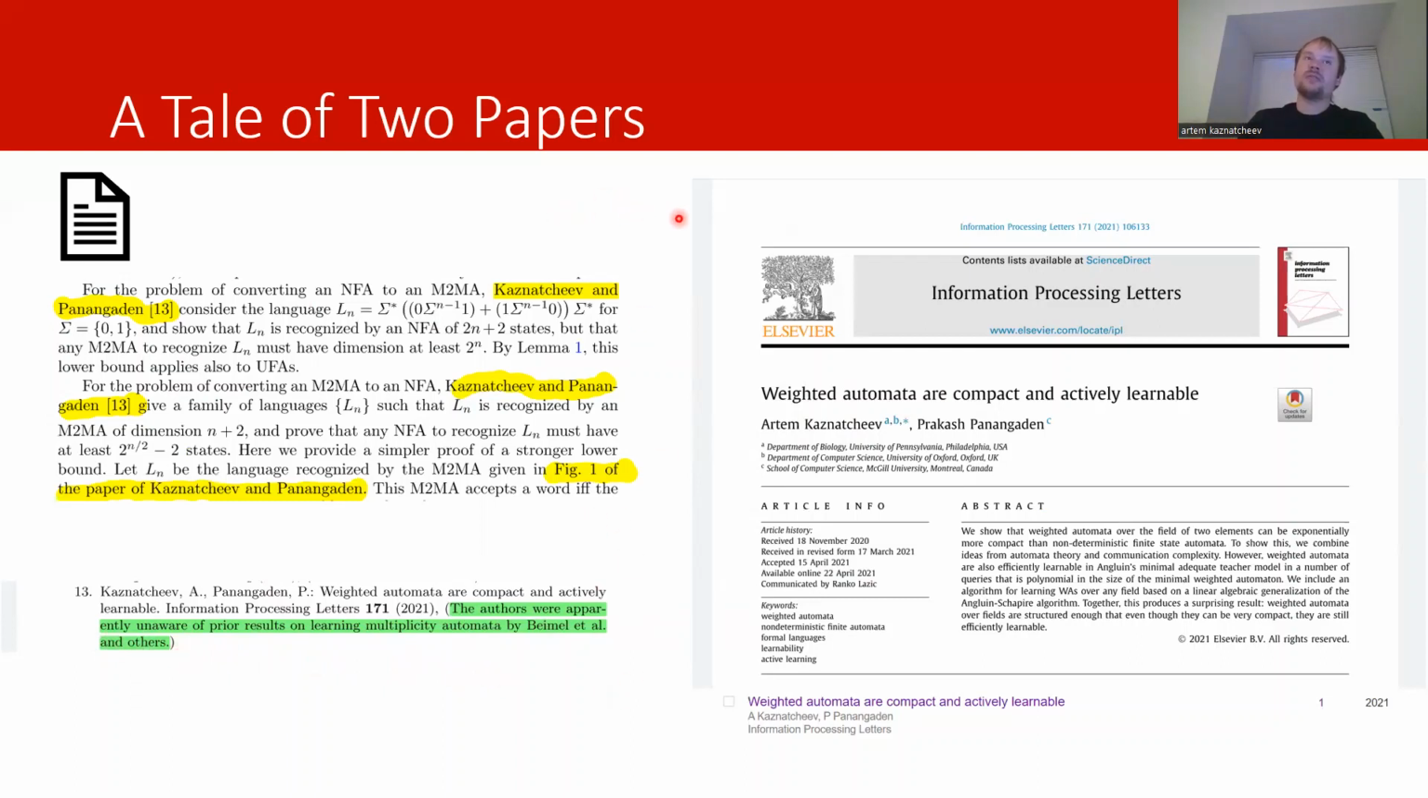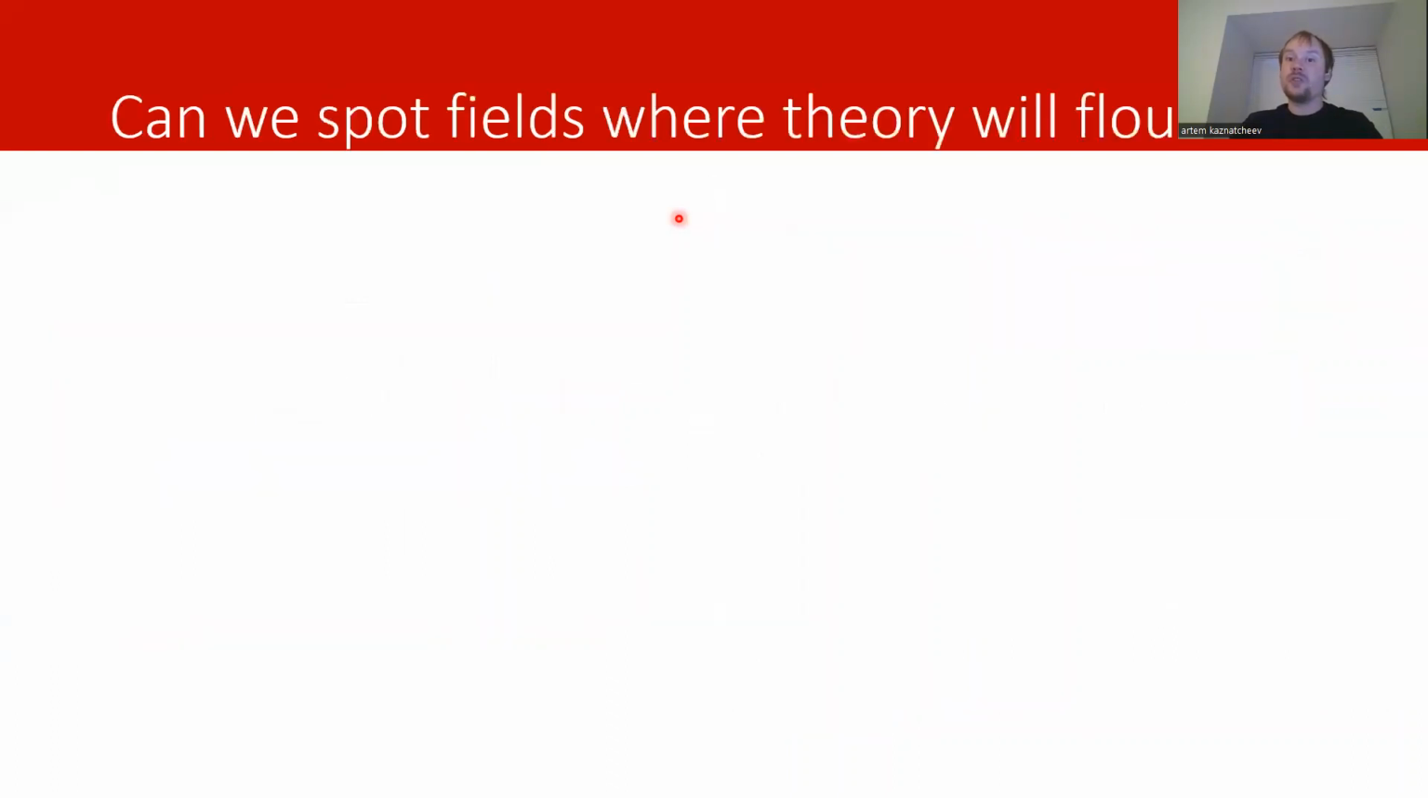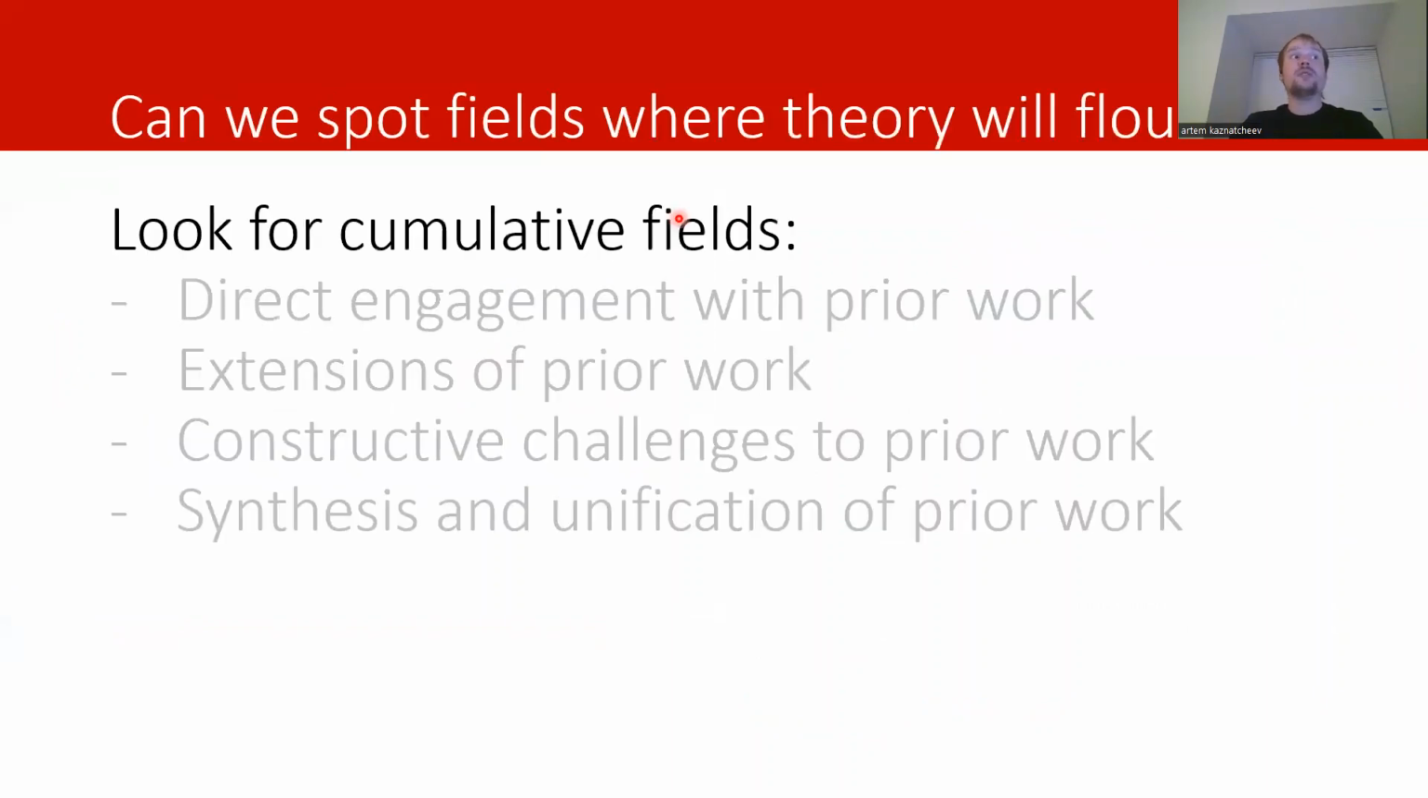And I'm sure you've seen these different ways that people engage with work, both in how you write your papers and in how your papers are cited. And I think we can use this distinction to identify fields where theory will flourish and where it won't. What we have to do is just look for cumulative fields. That's where theory can flourish, and we can build strong connections between models or between results. And for that, we need to look for direct engagement with prior work.